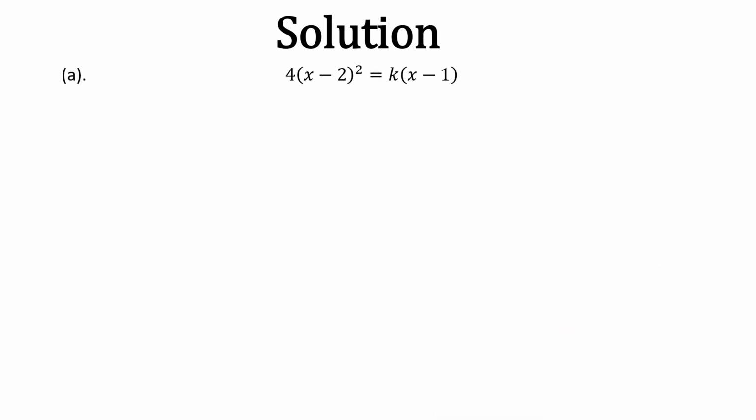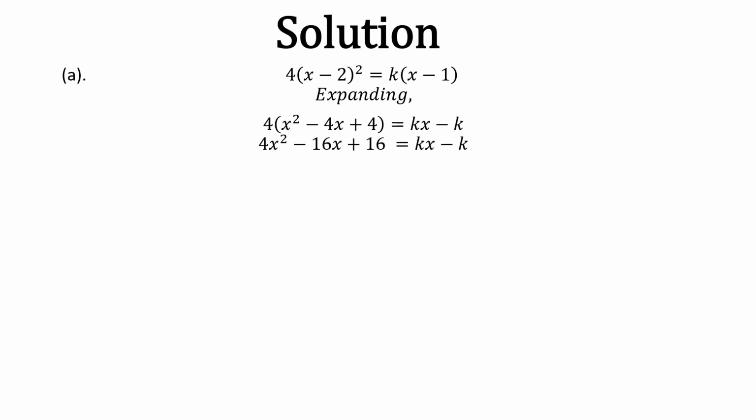Okay, the solution. So this is the equation. We want to expand it to write it in quadratic form, ax² + bx + c. We know (x − 2)² is equal to x² − 4x + 4, applying Pascal's triangle, and k(x − 1) will be kx − k. Keep on expanding: multiply 4 by all the terms in the bracket, so we get 4x² − 16x + 16 = kx − k.